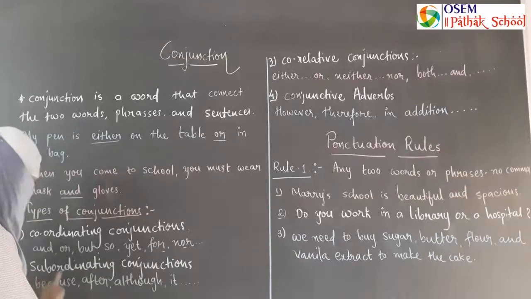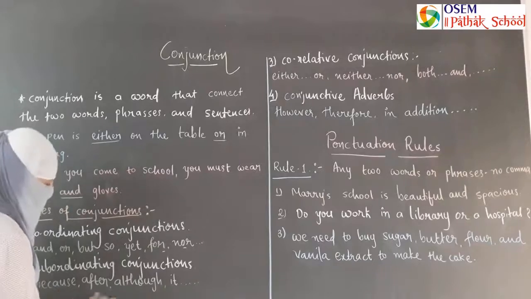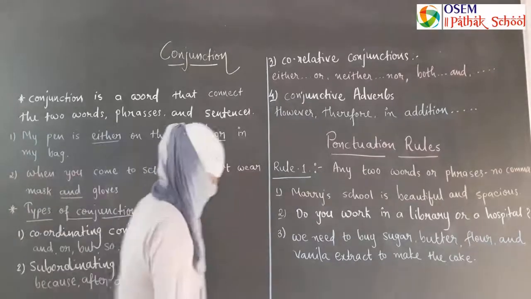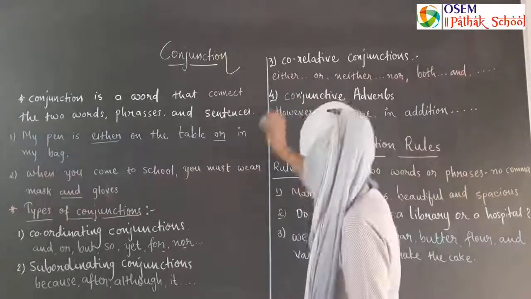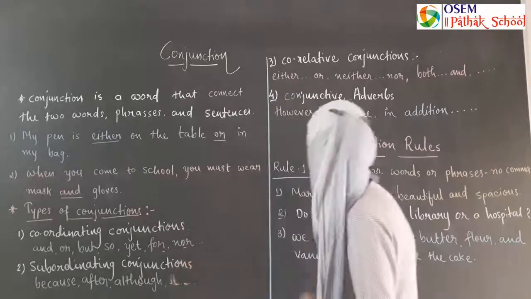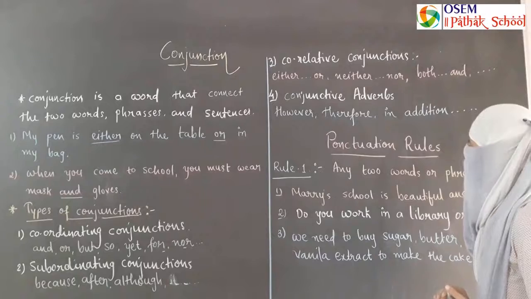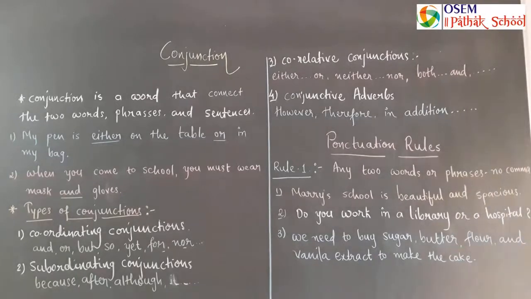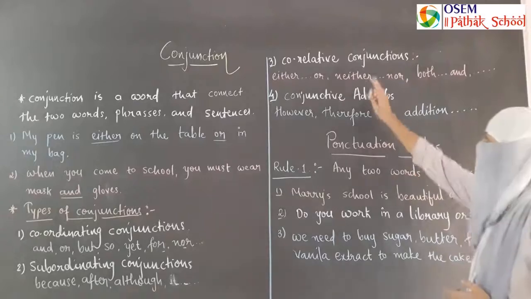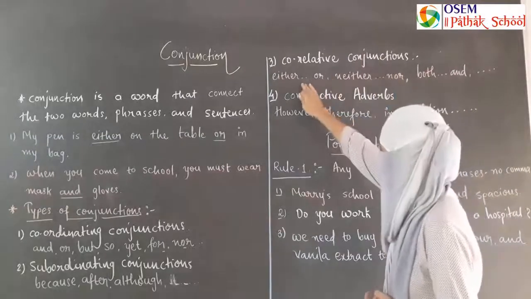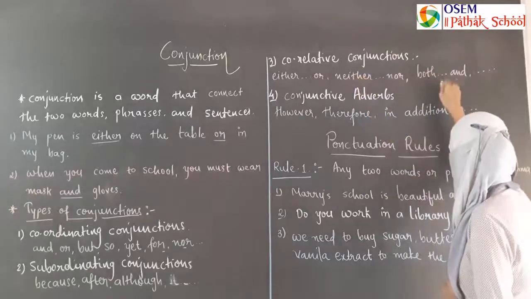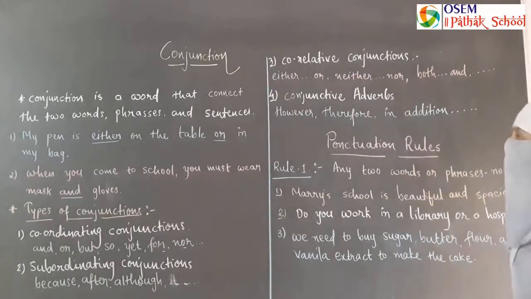Second type is subordinating conjunction. They are because, after, although, etc. Correlative conjunction. What is correlative conjunction? Correlative conjunction is a pair of words. Whenever you see a conjunction as a pair of words, it is called correlative conjunction. Either or, neither nor, both and, not only but also, etc.